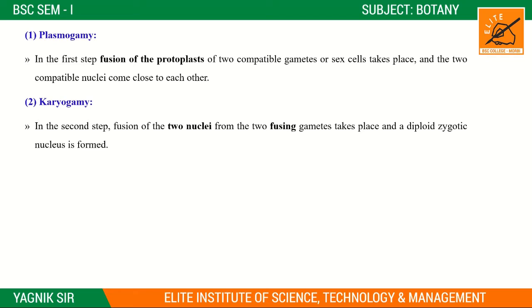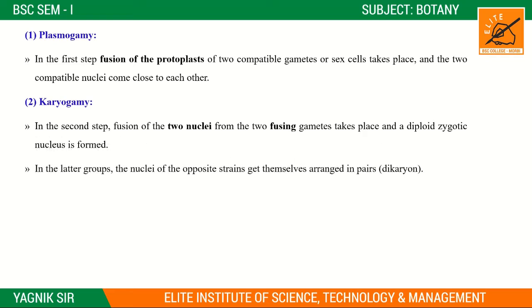So in the second step, there is fusion of the two nuclei. From the two fusing gametes a diploid zygote forms, because these gametes are always haploid in nature, right? Male gametes and female gametes, these two gametes are haploid in nature. That's why we write N. So here two nuclei are fused, that means a diploid zygote is formed, a diploid nucleus is formed. That's why it is named the diploid zygotic nucleus, and we write 2N for this zygotic nucleus, because it is diploid, right?